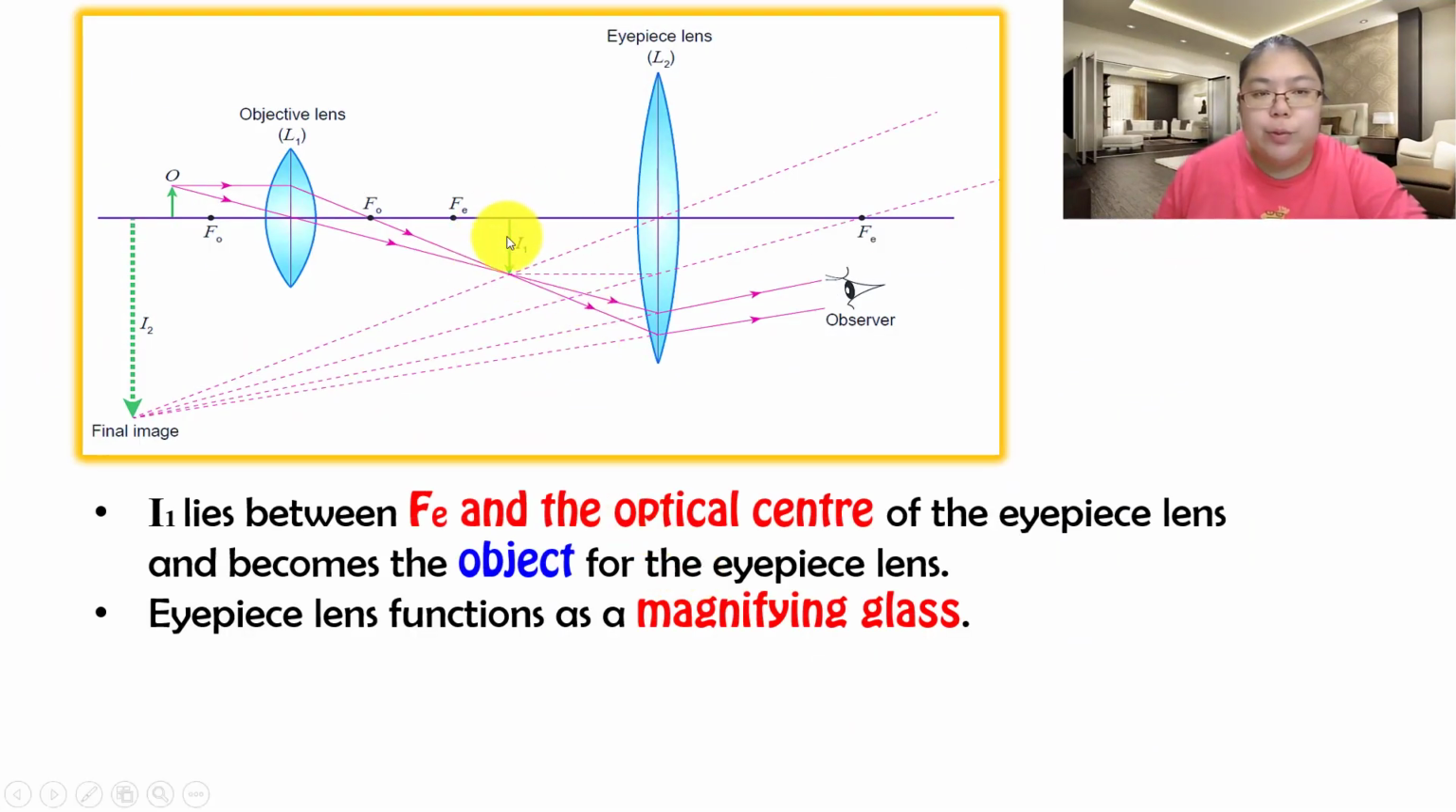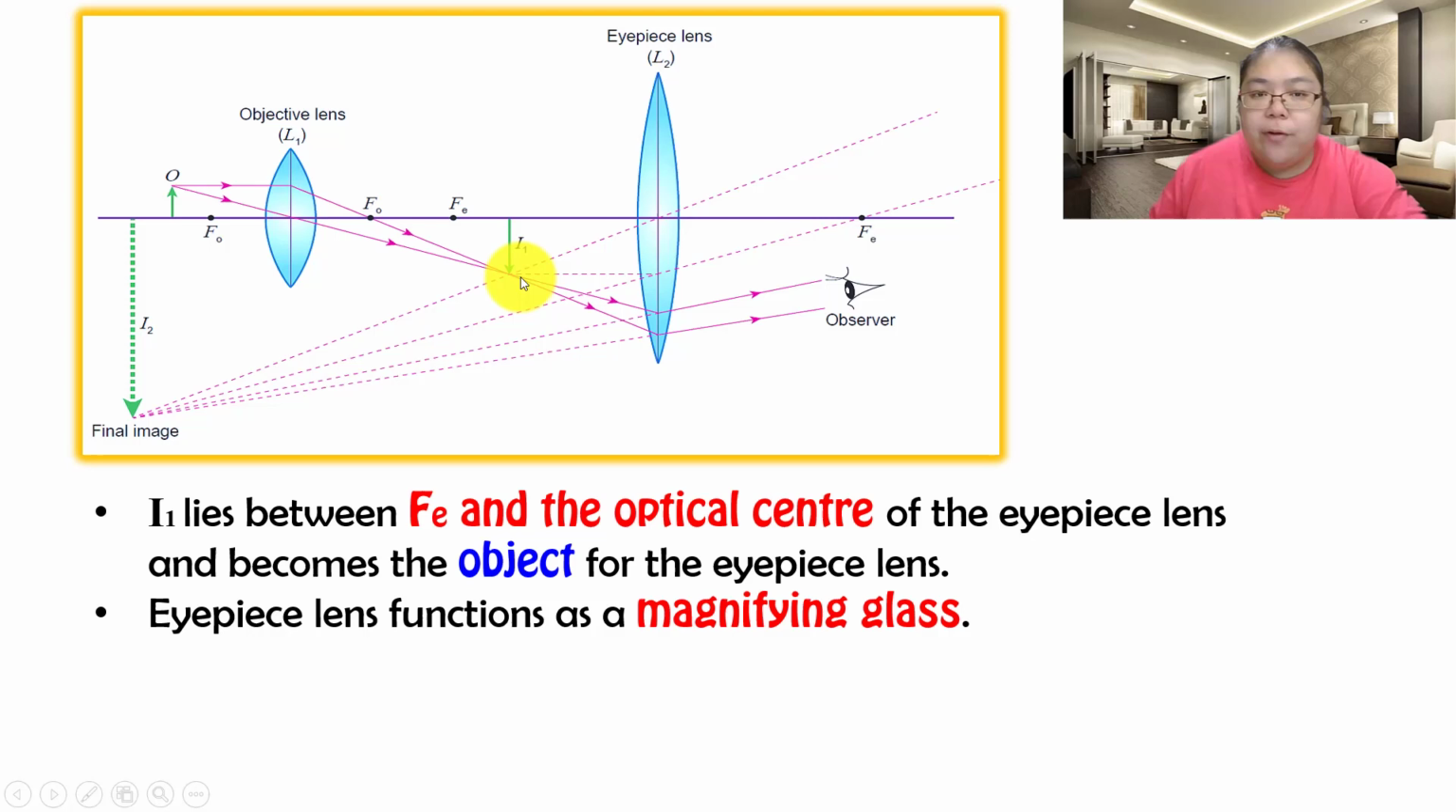Now we want to explain about the first image. Where is its location? It must be located between the center of the eyepiece and the focal point of the eyepiece. That means it can only be between this location. You cannot go more than FE. You cannot be at the center of the lens. It can only be between this location. So this one we call the first image. Let's see the explanation: I1 lies between FE and the optical center of the eyepiece and becomes the object for the eyepiece.